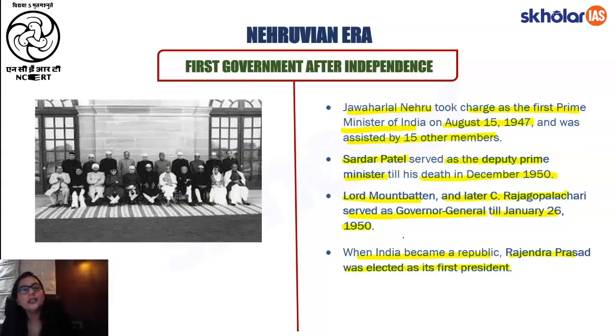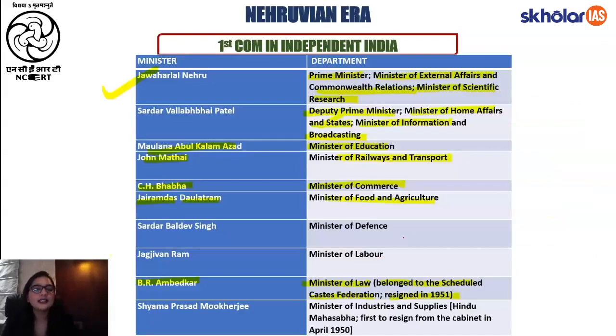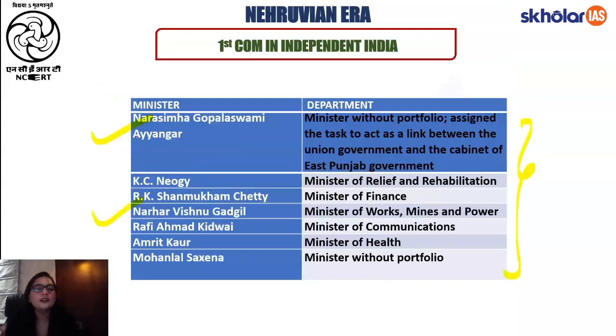Apart from the students, then we had spoken about the first government after independence, wherein we had discussed at length the entire Council of Ministers with respect to independent India. This particular table will be very, very important for you guys. You have to remember the names of all the ministers and the departments which they were holding.